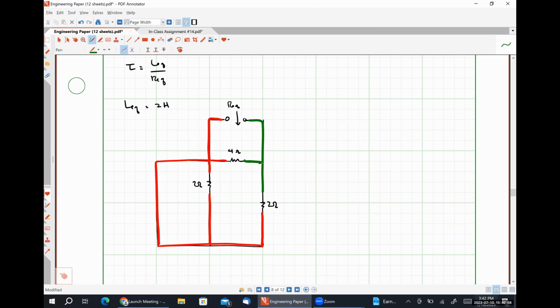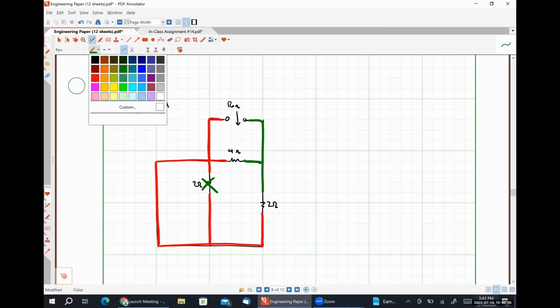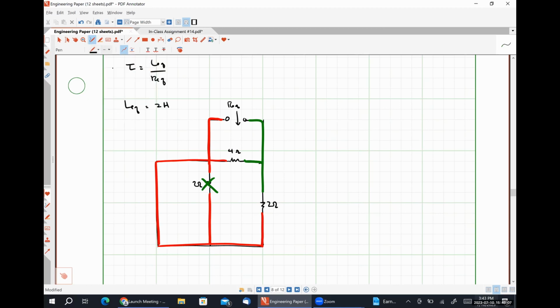The leftmost 2 ohm resistor is shorted out, so it doesn't contribute anything. And we can just see that off the bat because it's connected to the same node on either side of the resistor. Exactly right. Okay.